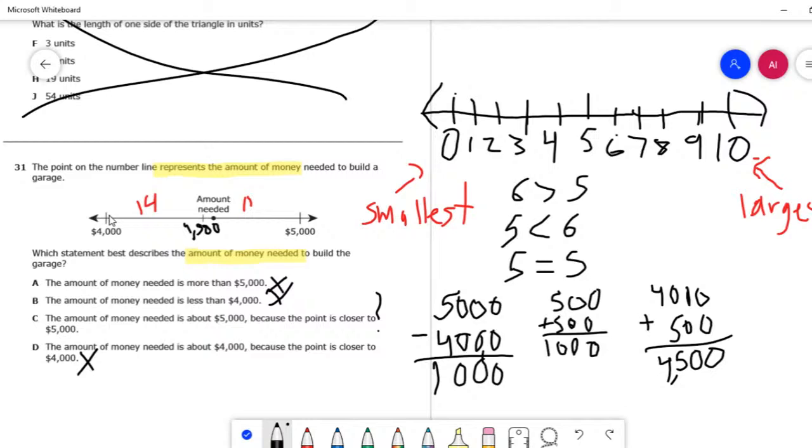And now we know that our correct answer is C, which says the amount of money needed is about $5,000 because that point is closer to $5,000. So does anybody have any questions about this problem? Please let me know in the chat and I will answer them.